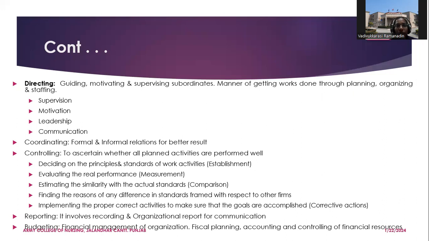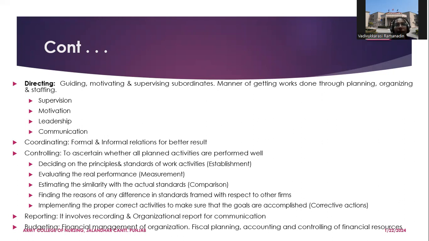Moving on to the next, coordinating and controlling. Coordinating, in terms of formal and informal ways, we are coordinating for better results. And controlling includes ascertaining whether all planned activities are performed well. We have planned the activity; whether it is executed properly or not can be checked by using the controlling method. So how are we going to do the controlling? Deciding on the principles and standards of work activities. What are we expecting from this group of people? We have planned it. That is called establishment.